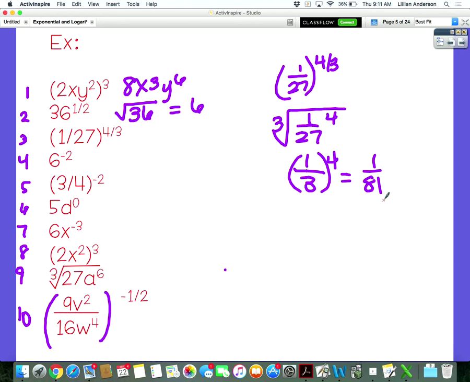What does the negative do to the 6? It makes it a fraction. So this is really 1 over 6 to the positive 2. So you should have 1 over 36.